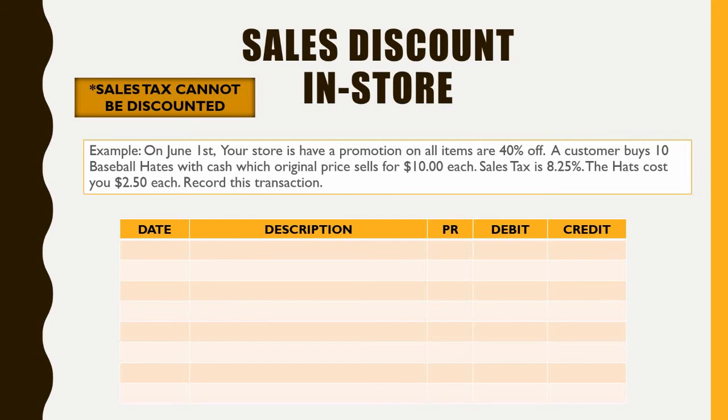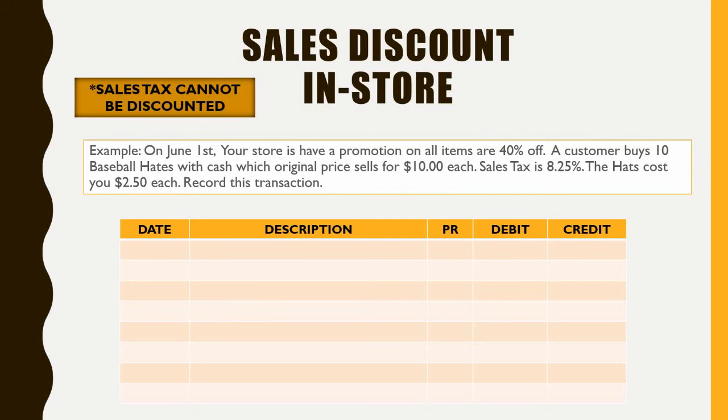Here we have our sales discount for the in-store. The example is that on June 1st, your store is having a promotion where all items at the store are 40% off. A customer decides to buy 10 baseball hats, which you originally have the selling price at $10 each, but it actually costs you $2.50 to purchase. We also have sales tax as well.